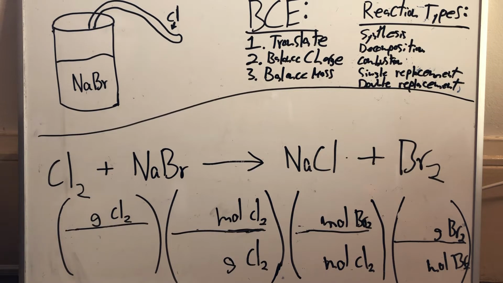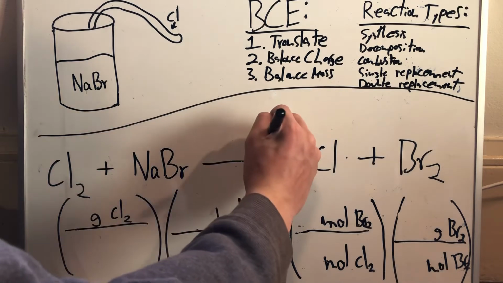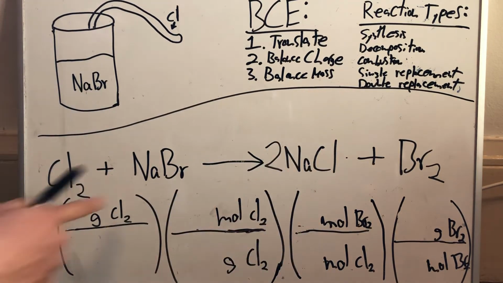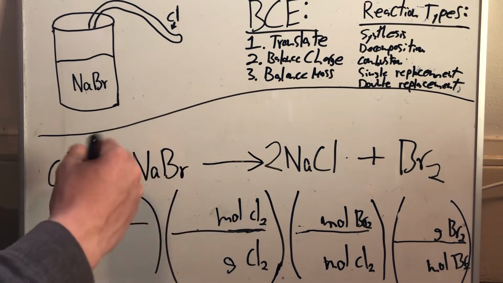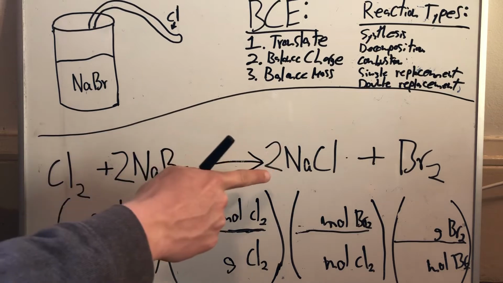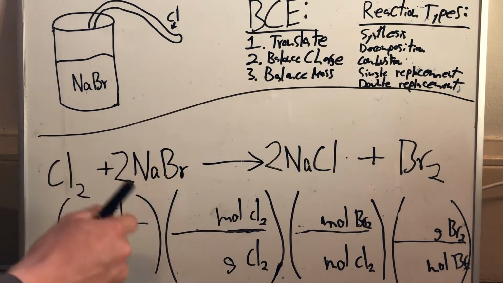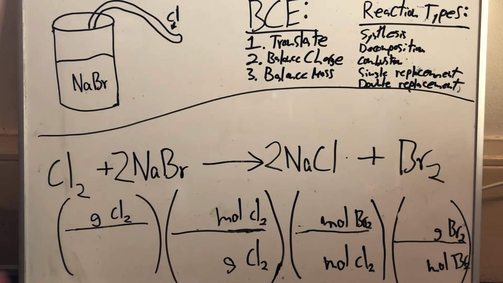Okay, we have 2 chlorines here, 1 chlorine here. I'm going to double that. Okay, 2 chlorines here, 2 chlorines here. Okay, 1 sodium here, 2 sodiums. Oh, I'm going to double that. Okay, 2 sodiums here, 2 sodiums here. And then 2 bromines and 2 bromines because we have the Br2. Okay, so I think we're good to go. That's our balanced chemical equation.